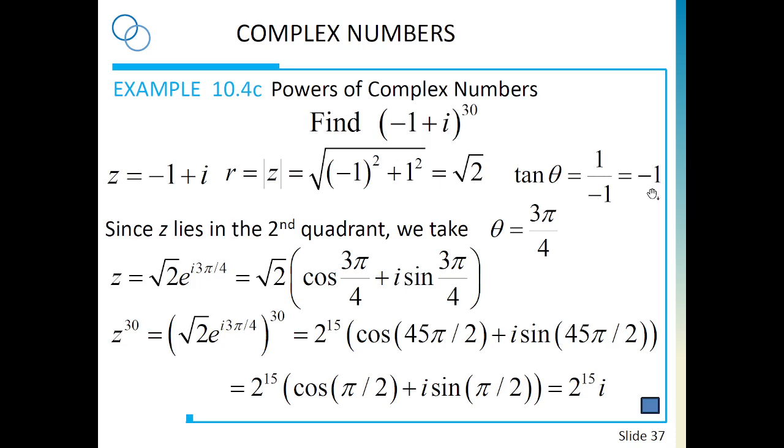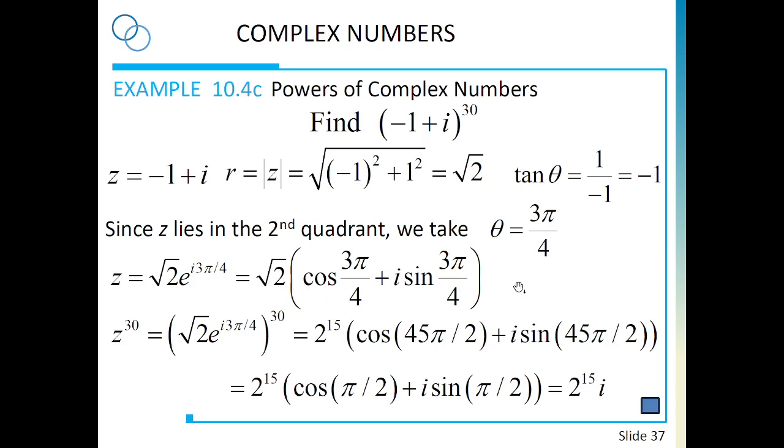And we remember that the angle needs to be in the second quadrant. So tan inverse needs to be minus 1. We remember we are in the second quadrant, so the angle is 3 pi over 4. So that's why it's important to sketch our complex number in a plane a little bit, to be sure that we pick the correct angle for the correct quadrant.